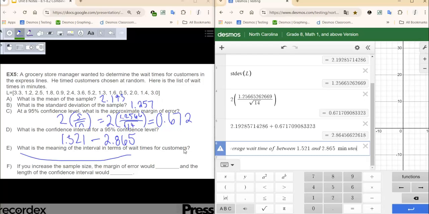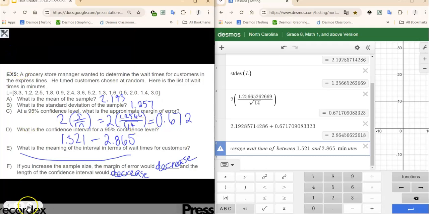If you increase the sample size, the margin of error would decrease. And the length of the confidence interval would also decrease. Okay, so again, the bigger the sample size, the more accurate it is. So your margin of error would be smaller. Your values would be closer to the actual value there.